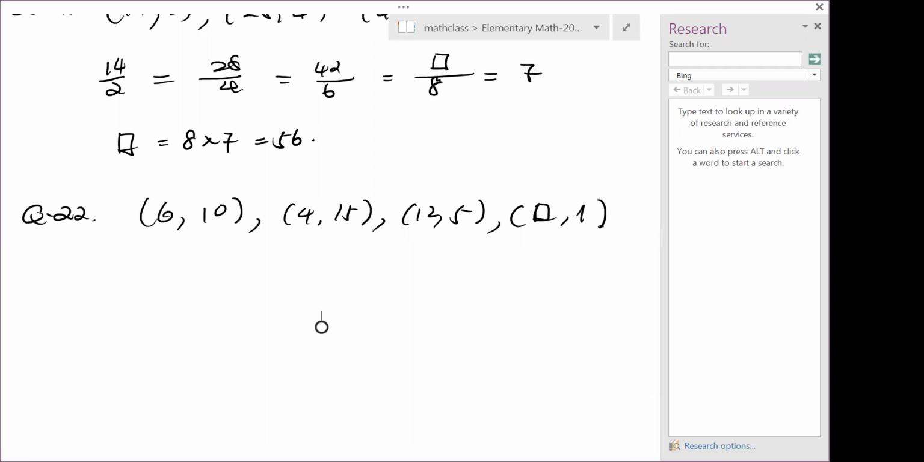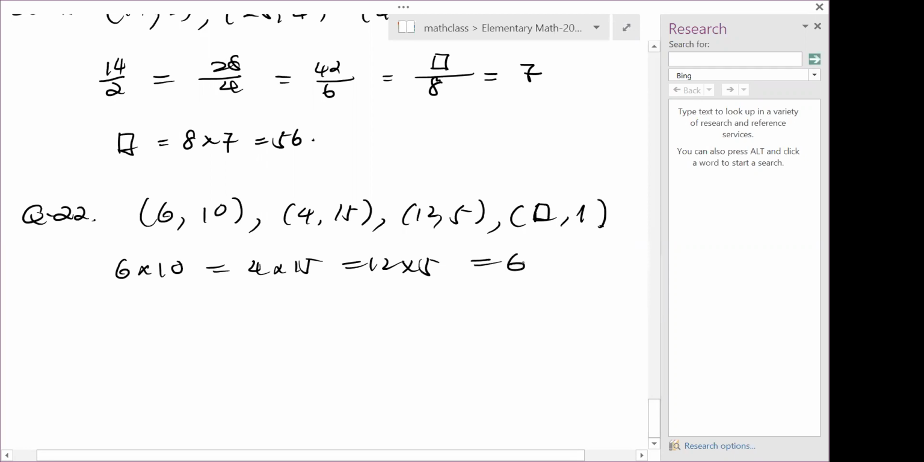All right, well, we have some still not good answers. So actually, 6 times 10 is 4 times 15, is 12 times 4, times 5. So they all equal 60. So that number must be 60, okay? Because 60 times 1 is 60.